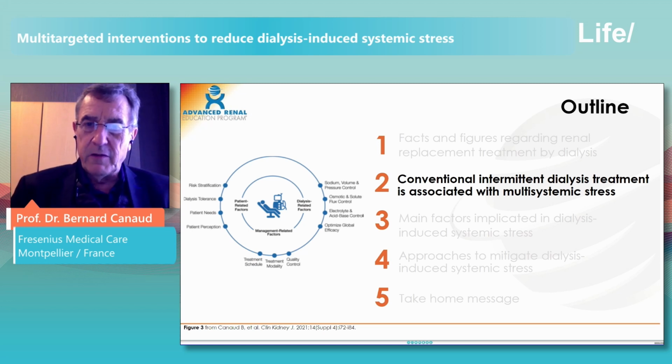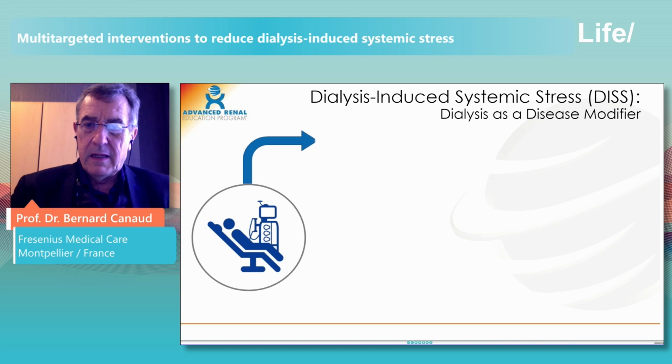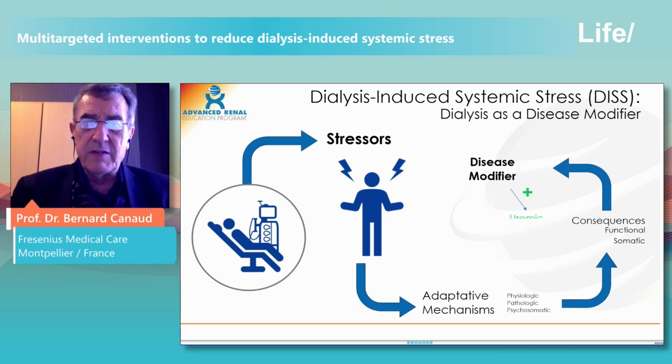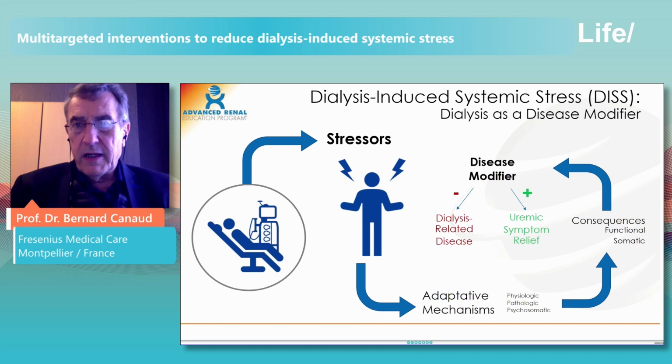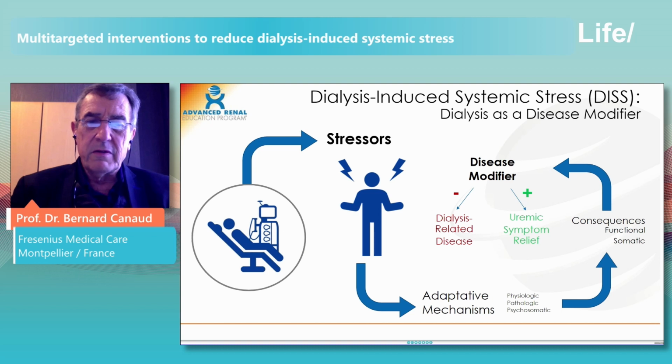So the second aspect is, of course, that conventional intermittent dialysis, as I will show in a minute, is associated with a multi-systemic stress. And this multi-systemic stress, which we now call dialysis-induced systemic stress, is a strong disease modifier. As you can recognize from the left to the right, any dialysis session is associated with stresses which, depending on the adaptive mechanism, could be corrected or not, but have some consequences on the somatic function of the patient, and they act as a disease modifier.